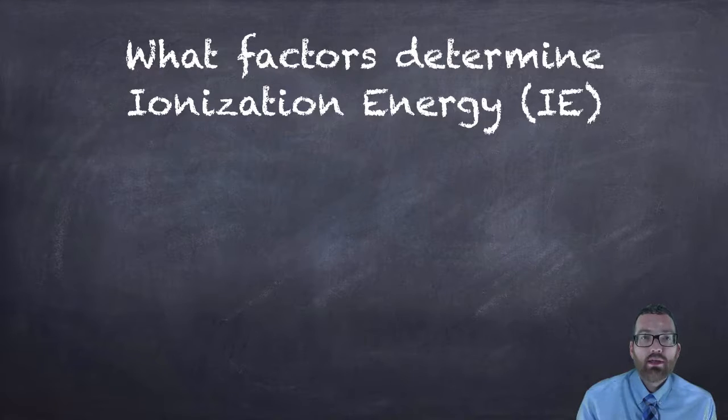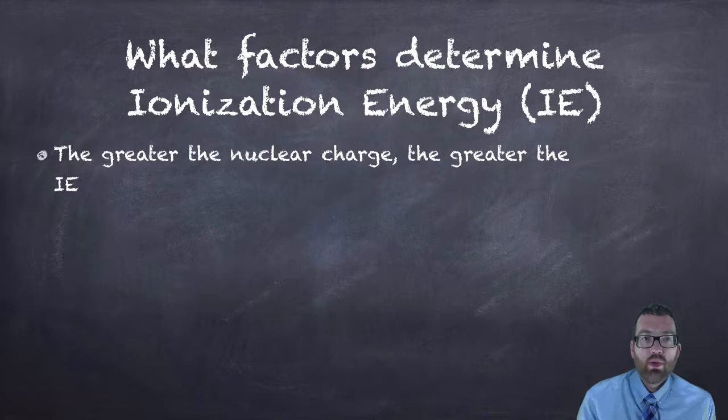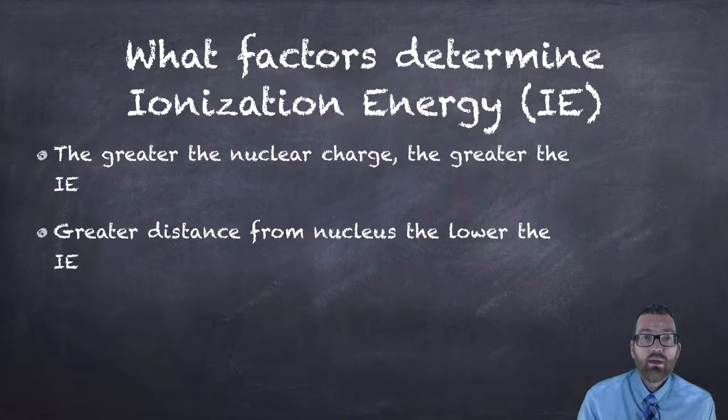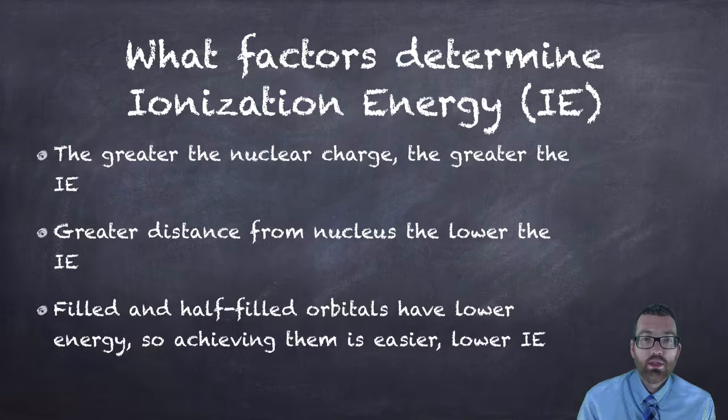So let's talk about what factors determine ionization energy. Well, the same factors that determine any of the periodic trends we're talking about. One is the nuclear charge. The greater the nuclear charge, the greater the ionization energy. The other is distance from the nucleus, or number of shells. If you have a greater distance from the nucleus, you have a lower ionization energy. There are some exceptions at filled and half-filled orbitals, so achieving them is easier, which would give them a lower ionization energy. Also the shielding effect. The greater the shielding effect you have, the lower the ionization energy you'll have.